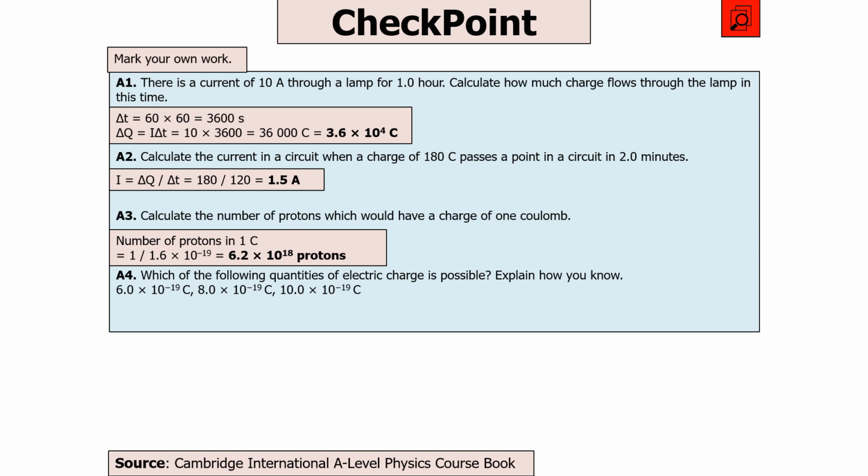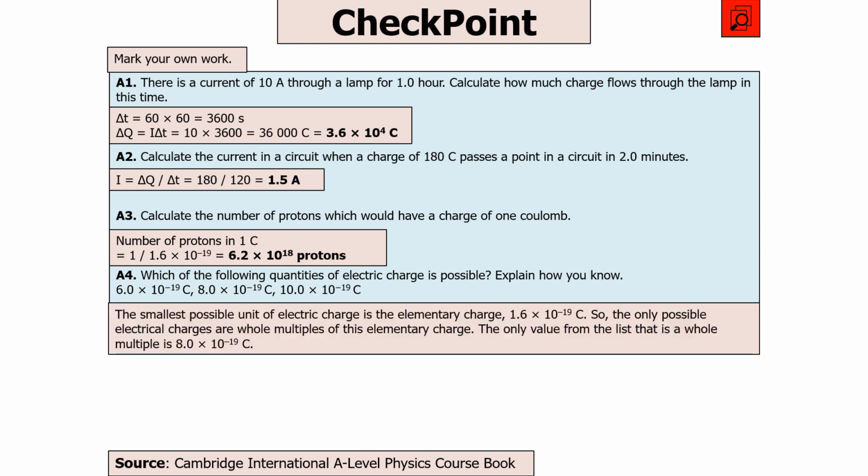Now the only one which is possible is 8 times 10 to the minus 19. That's because we know that the fundamental unit of charge comes in multiples of 1.6 times 10 to the minus 19 coulombs. That is a fact in physics. So you can only find one which is a multiple of 1.6 times 10 to the minus 19, which is 8 times 10 to the minus 19 coulombs.